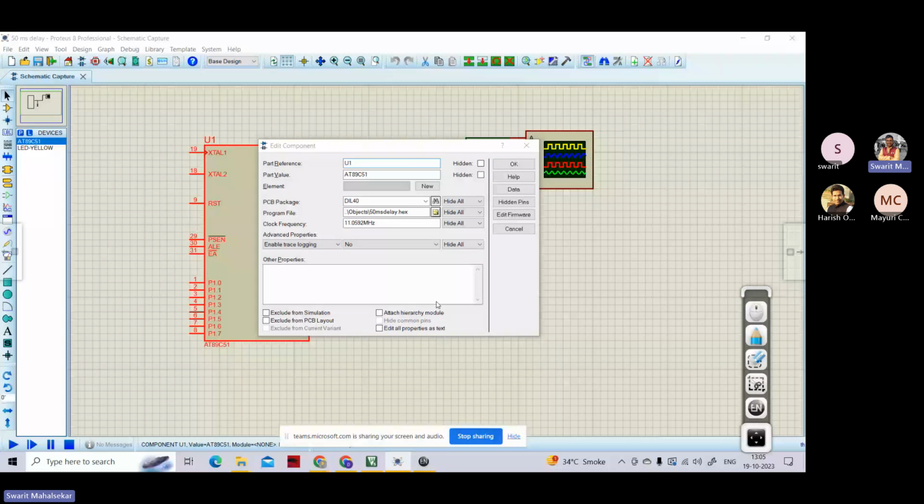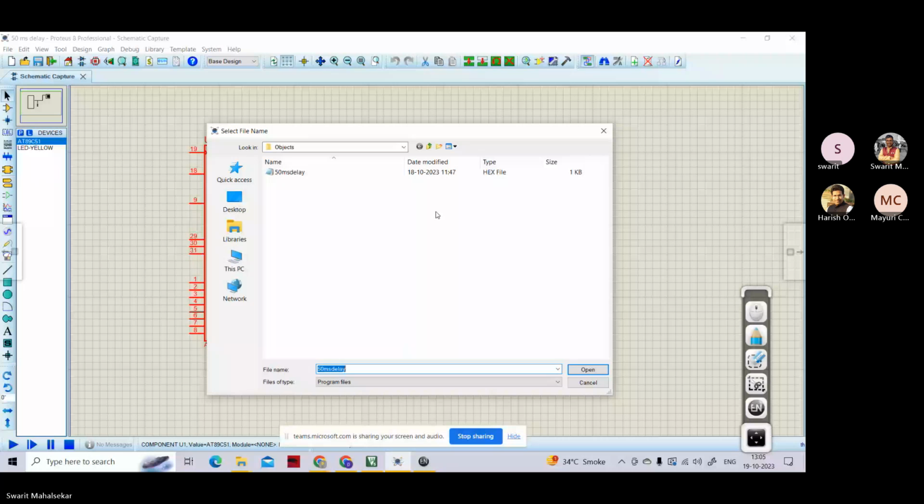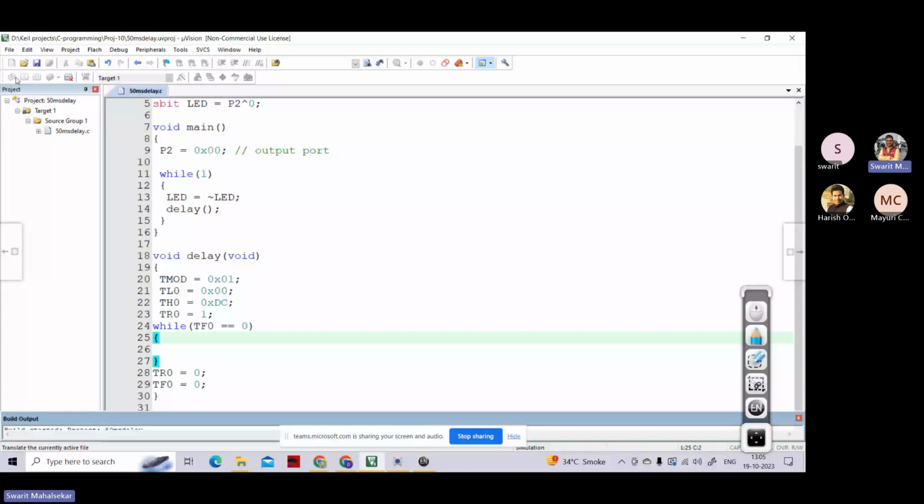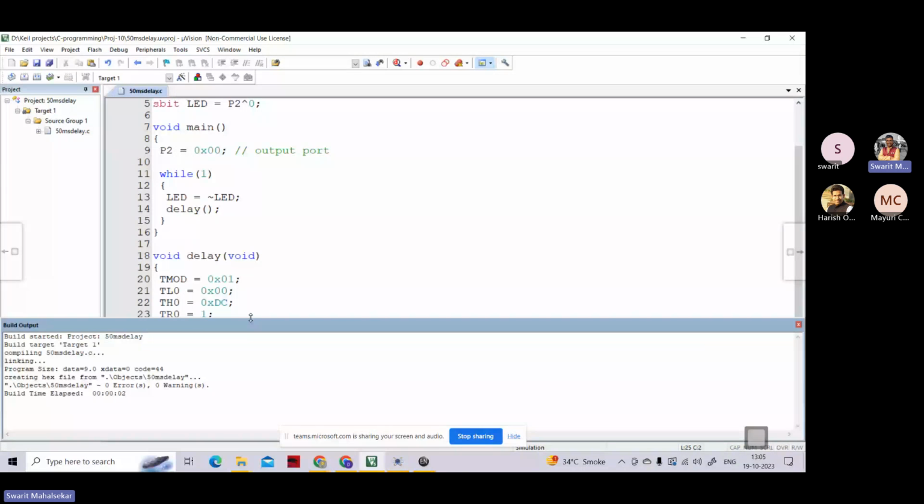So this is my hex file. I'm just going to burn it, but before that, let me compile it. It should create a hex file. You see we are getting 0 errors and 0 warnings. Then I need to burn this particular code.